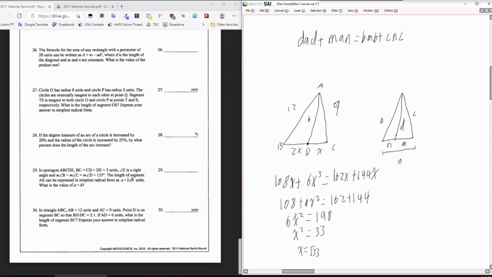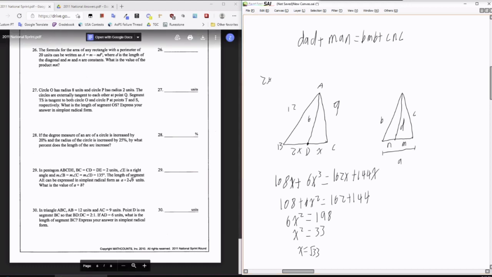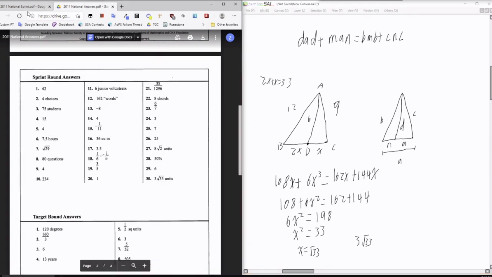So we're looking for the length of segment BC. BC is 2x plus x, so 3x. So 3 times square root of 33 is 3 square root of 33, and that's our answer.